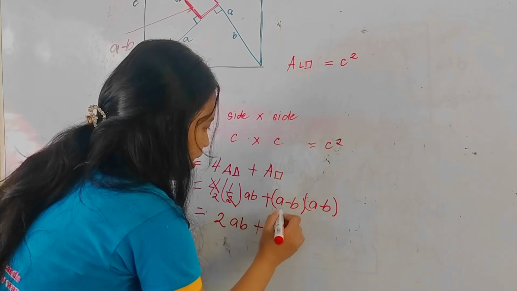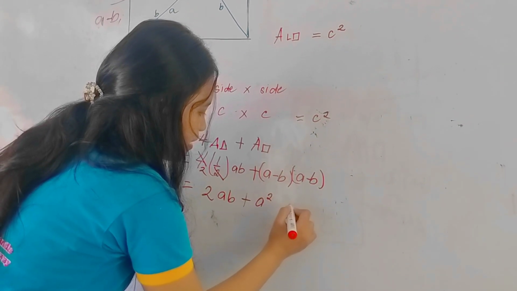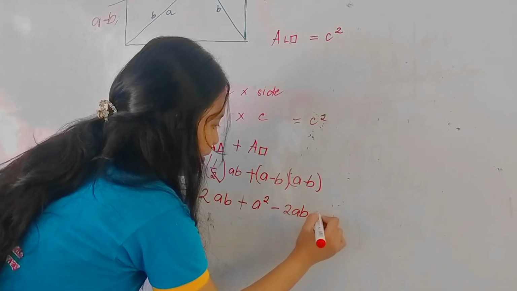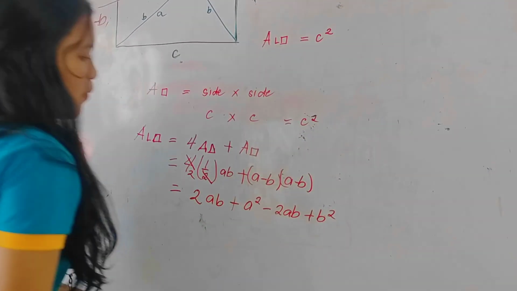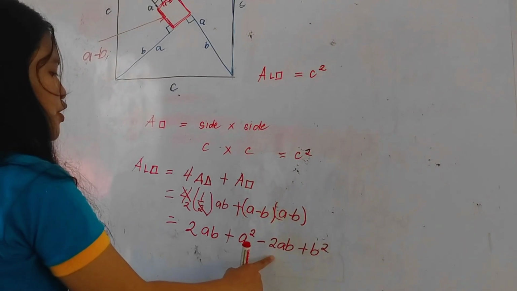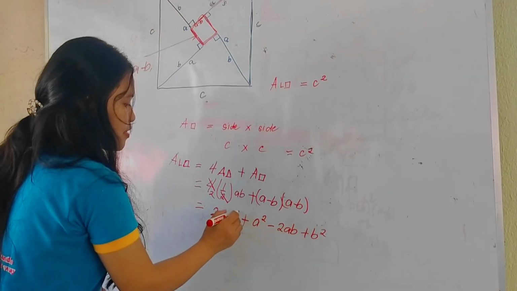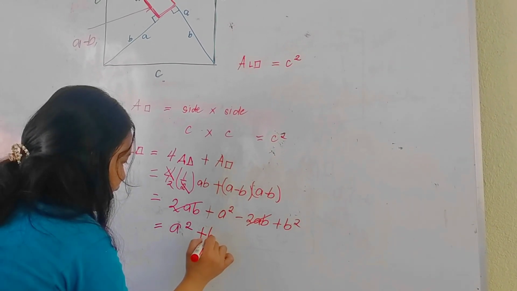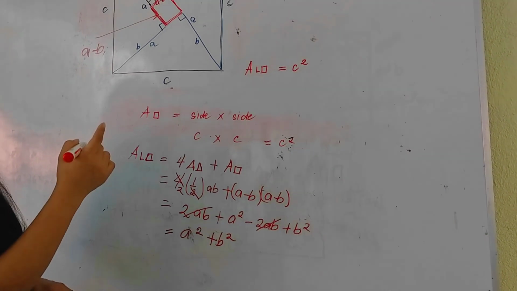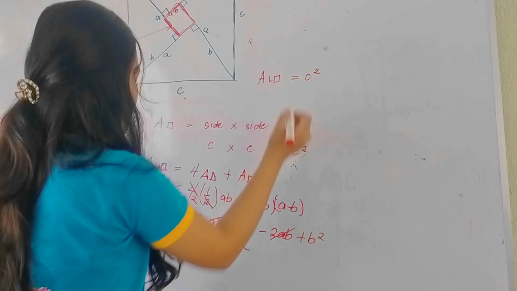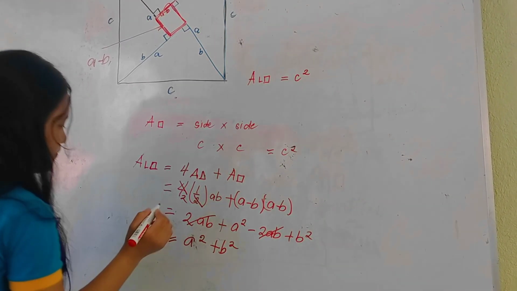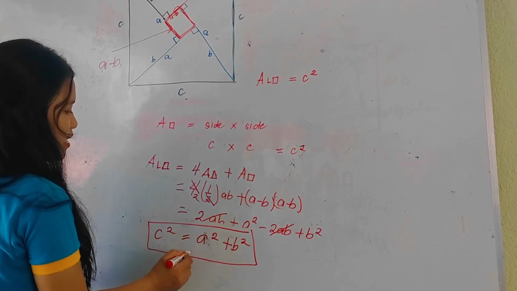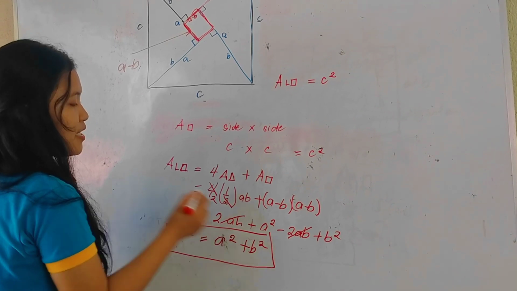So plus A squared minus, or negative, 2AB plus B squared. Since 2AB minus 2AB is equal to 0, we will cancel this out. So A squared plus B squared. We all know that the area of the larger square is equal to C squared, so we put it here. Thus, we prove the Pythagorean theorem: C squared is equal to A squared plus B squared.